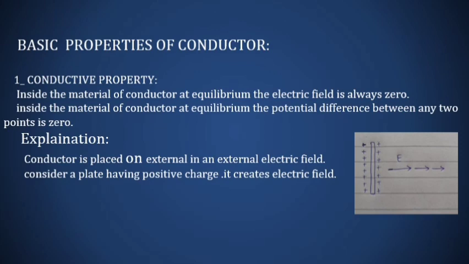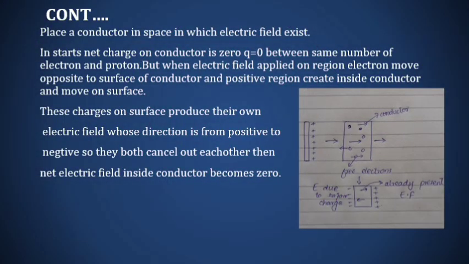So the net charge density in the interior of the conductor is always 0, because inside the material of conductor electric field is 0. So in case when we are considering conductor having positive and negative charges inside, then electric field creates, and its direction, as we know, always from positive to negative.